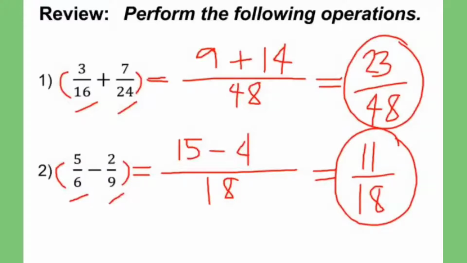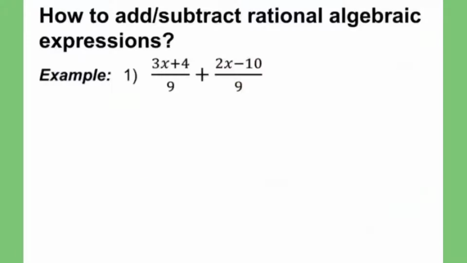Tandaan lang natin yung ginawa natin dito sa pag-add at pag-subtract ng fractions dahil kailangan natin ito mamaya sa pag-add or subtract ng rational algebraic expressions. So let's have our first example. 3x plus 4 all over 9 plus 2x minus 10 all over 9.